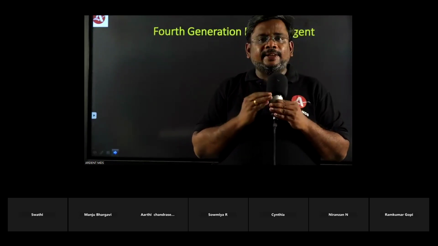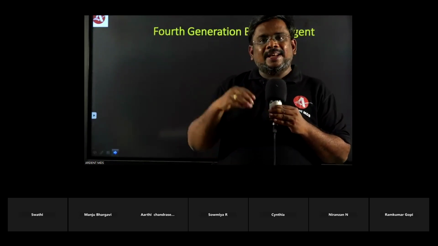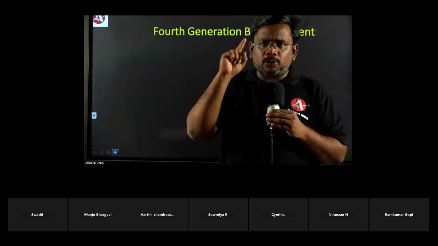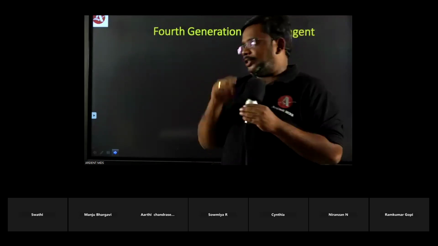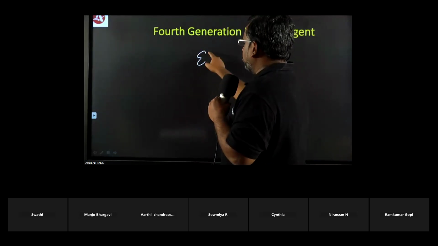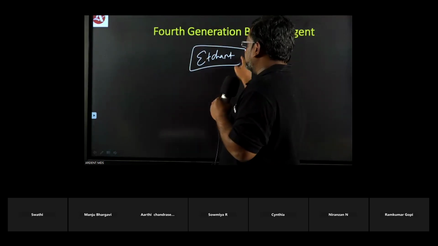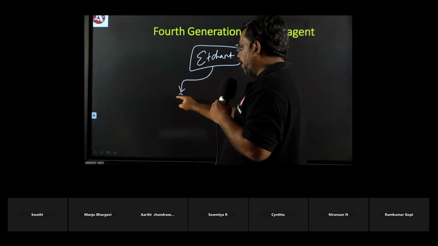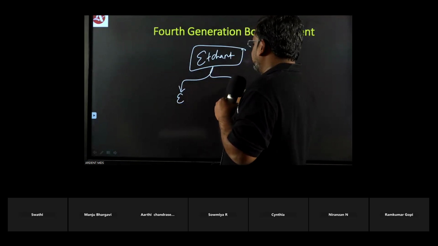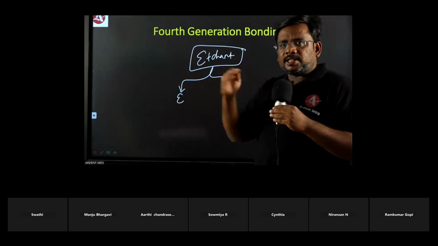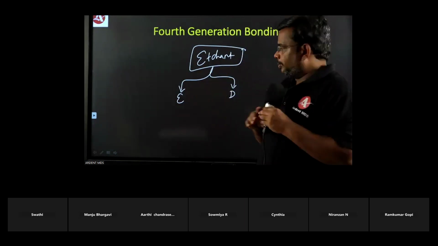So they didn't want to use etchant and conditioner in different areas. They just wanted to use one single etchant alone. Conditioner they're not using. So one etchant is used for enamel, and also for dentin. Clear? So the conditioner is removed in the fourth generation.